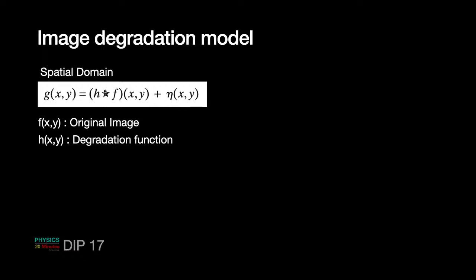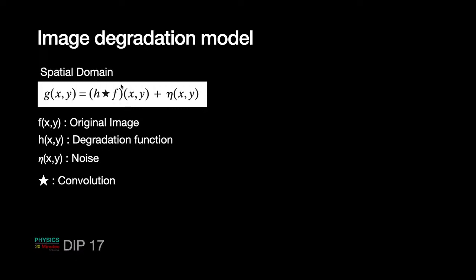The new image that you will get, I will call that image g of xy. That is my new image. Remember, here it's a convolution. The star represents a convolution, which we are now very well familiar with. So this is how a typically degraded image is obtained in the spatial domain.